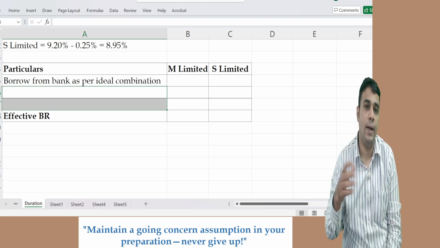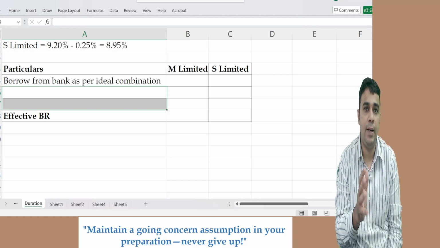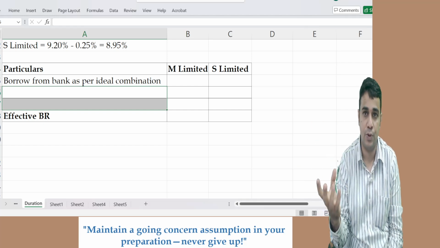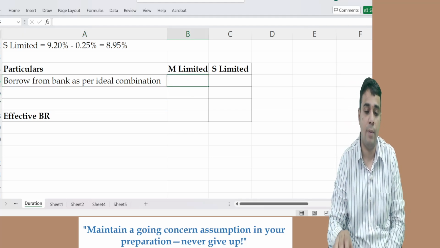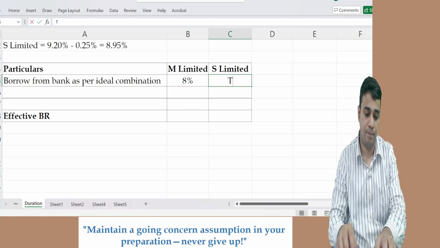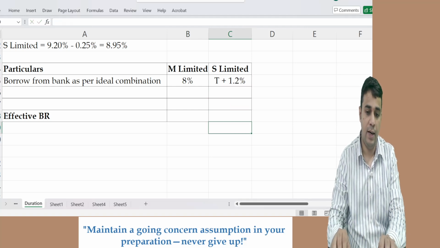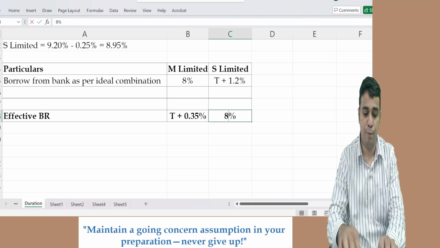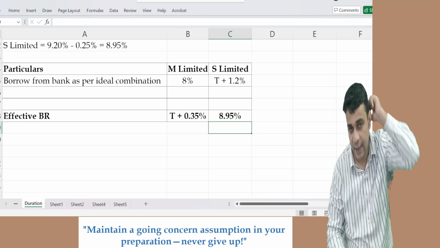Now here there is no link between M and S. M will not pay anything to S. S will not pay anything to M. I will sit in between. I will collect something from you, pay something to you, collect something from you, pay something to you, and in the end I will earn 0.1%. What is the ideal combination rate for both the companies? 8% and T plus 1.2, and effective is T plus 0.35, 8.95. T plus 0.35, 8.95.